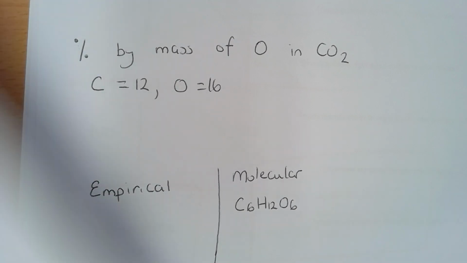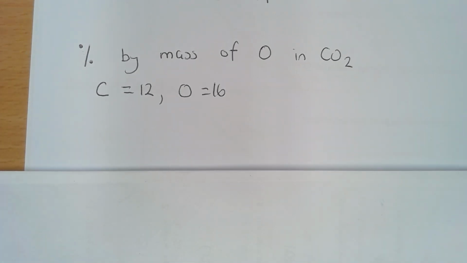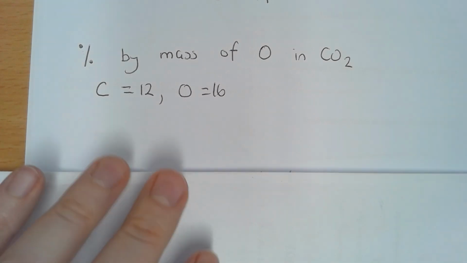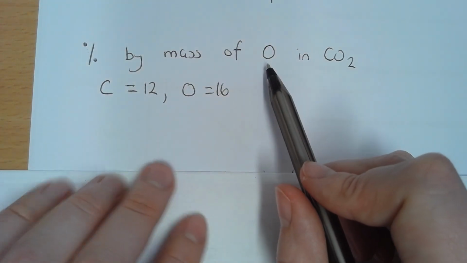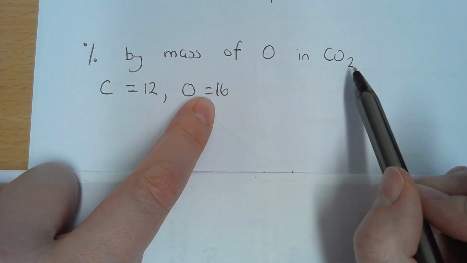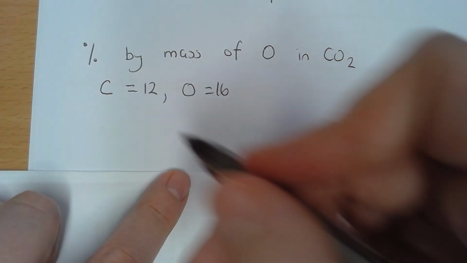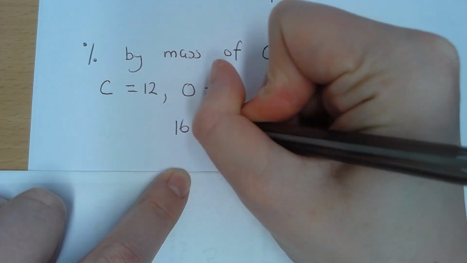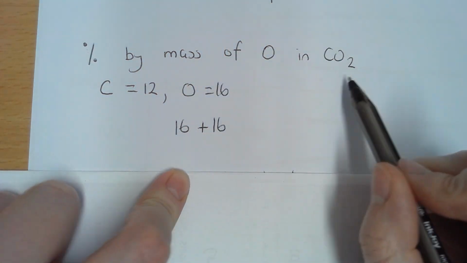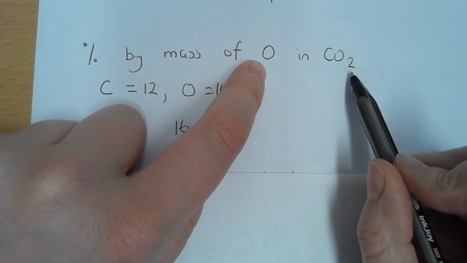All right, the next set of questions are percentage by mass of an element, all right? So the percentage by mass of oxygen in CO2. Again, I'm going to be using formula mass here. So oxygen has a mass of 16. There are 2 oxygens in carbon dioxide. So I'm going to do 16 plus 16 for the 2 oxygens in carbon dioxide.